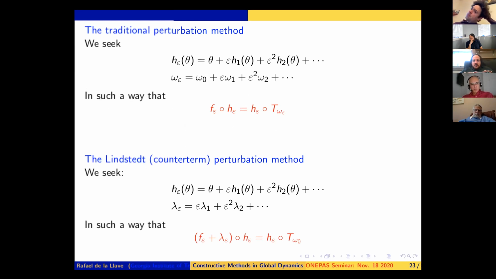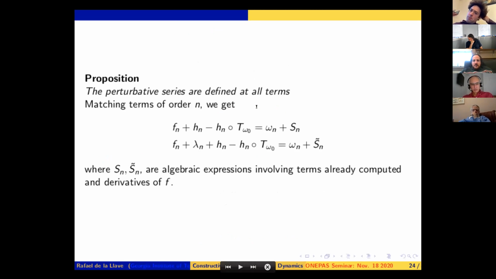And the reason is that if you equate like terms in this equation, if you look at the terms of order n, you get a term that comes from order n over here, and a term that comes from order n here, and another term that comes from order n here, and another term that comes from order n there. So that's basically the thing, and this is the equation that you get.